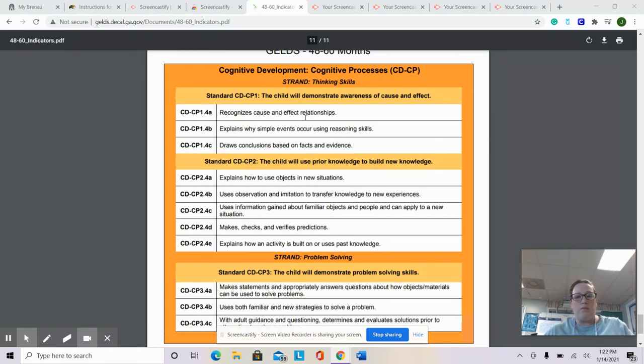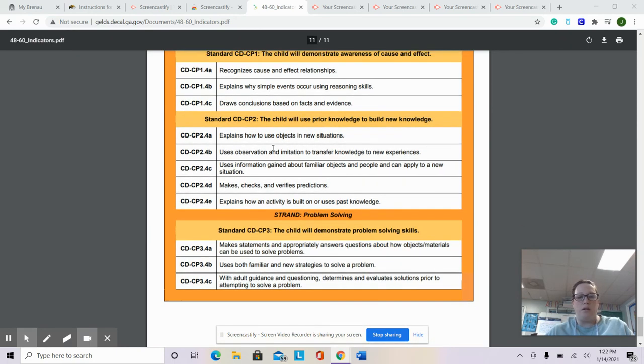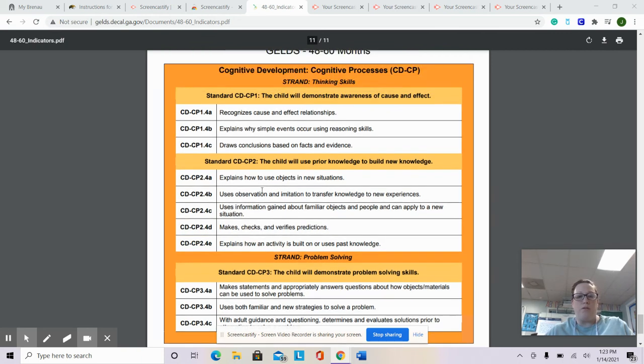And lastly, we have cognitive processes. So if I want to make sure that my students are getting along with each other and able to solve problems on their own, we're going to go to the cognitive processes and thinking skills. And here we have recognizes cause and effect relationships. And we would put in CP1.4a.